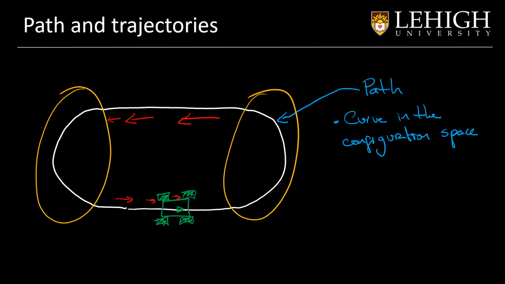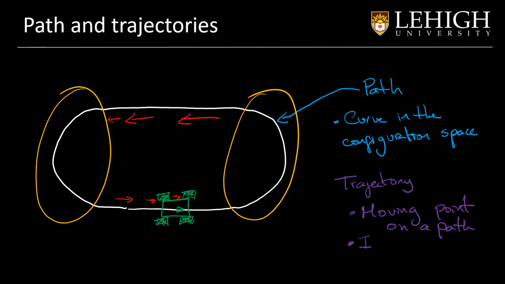Okay, and finally, we want to finish with velocity 0. So the second concept that we have here is a trajectory. That is basically what we are going to define: a moving point on a path. And that task will involve time.